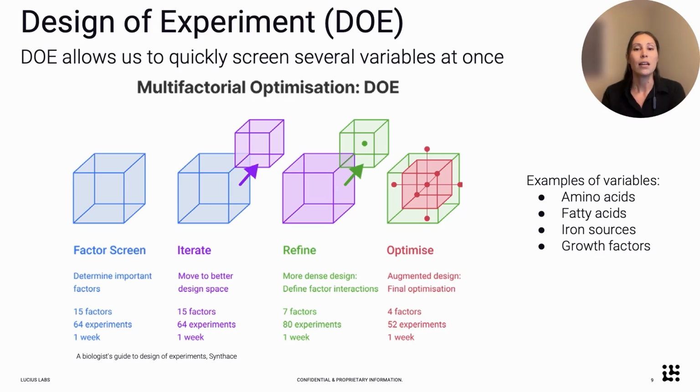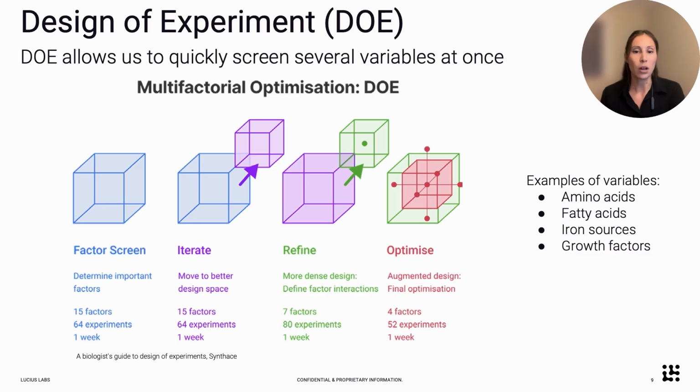And then from these chosen factors, we go on to optimizing them. So looking at the concentrations or the factors and really optimizing this using response surface methodology to determine where that sweet spot lies in the dosage. Some of these examples, of course, are amino acids, could also be fatty acids or iron sources.